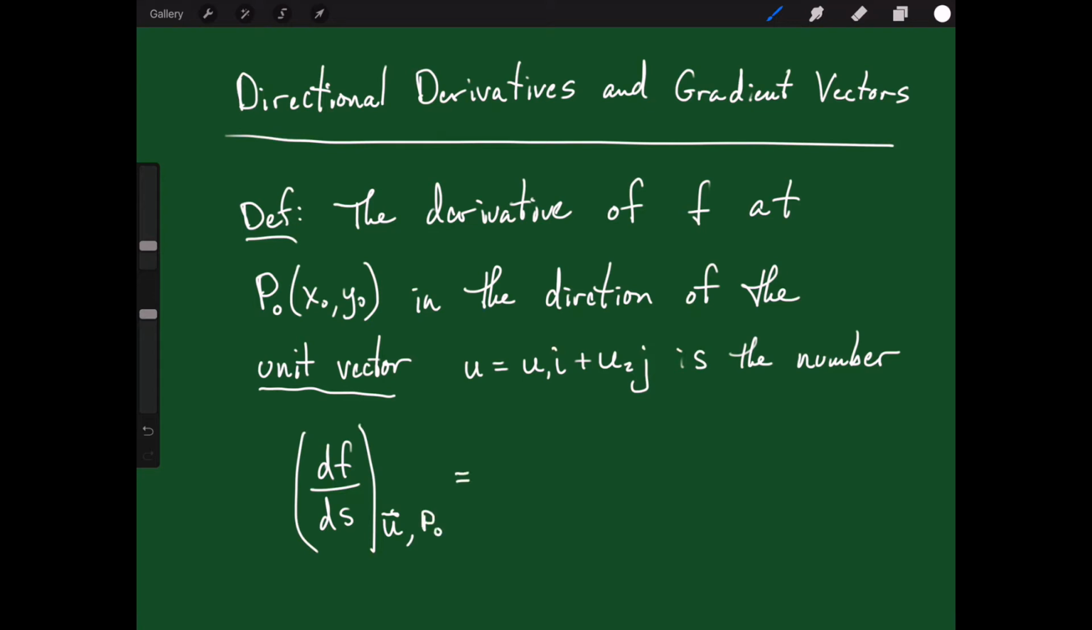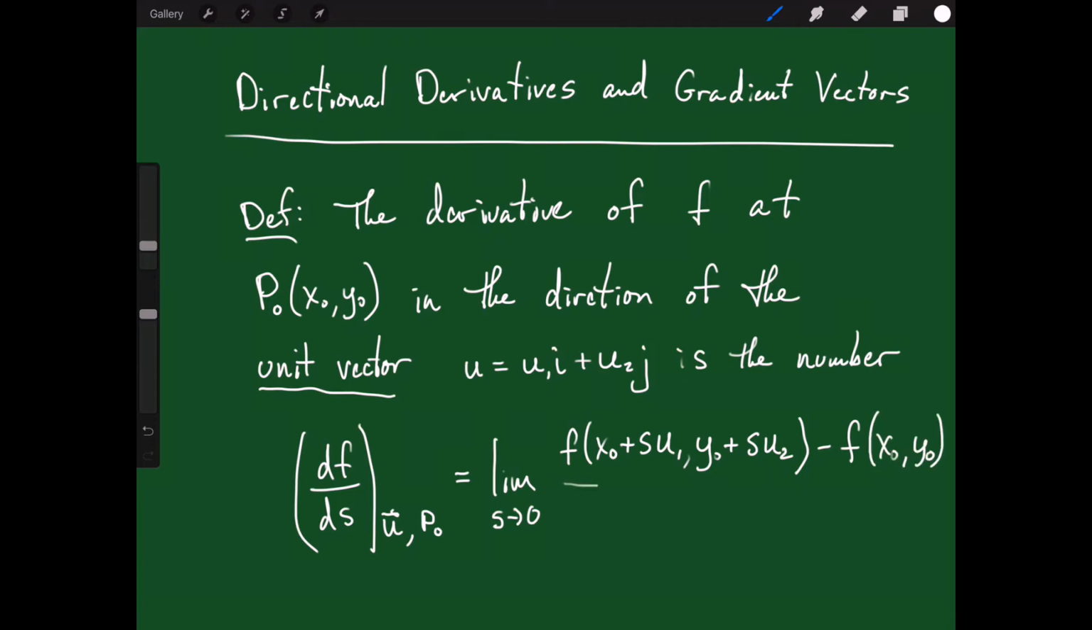Okay, this is going to be equal to the limit as s goes to 0 of f of x0 plus s times u1, y0 plus s times u2, minus f of x0, y0, divided by s, where s is some path. Okay, but the path, we're pointed in the direction u, and we're dealing with this derivative at point p0.